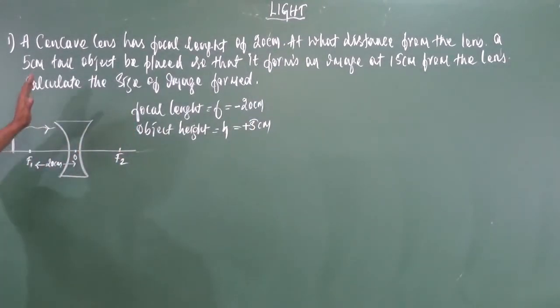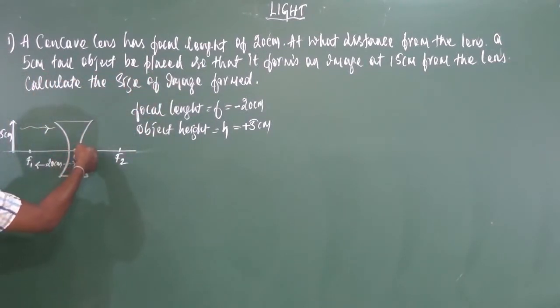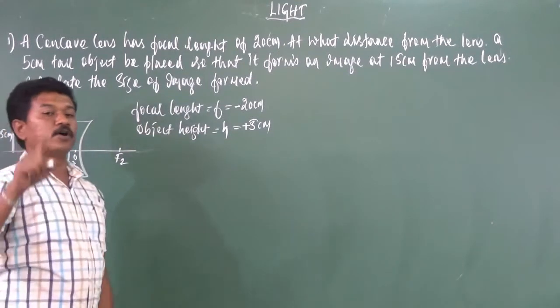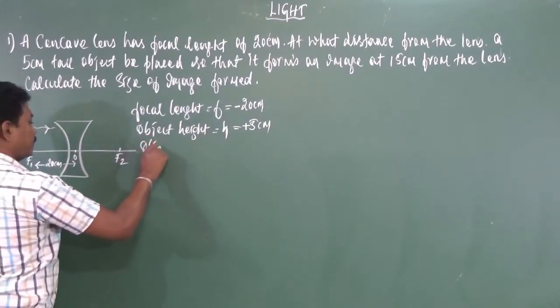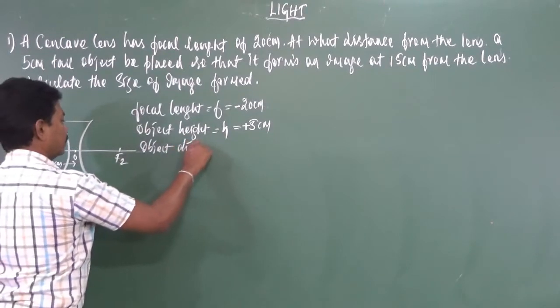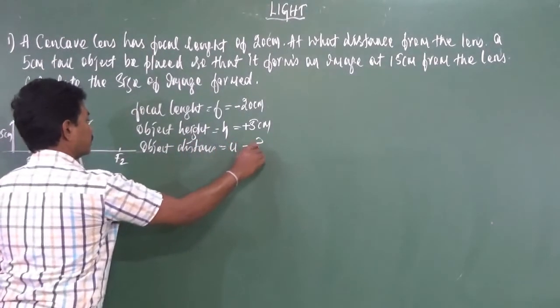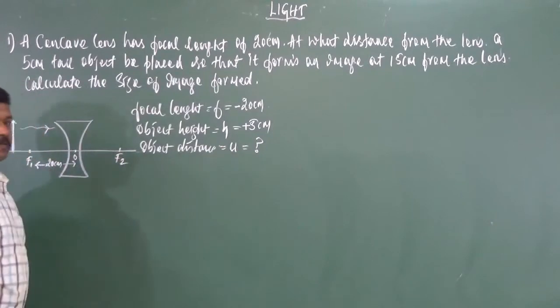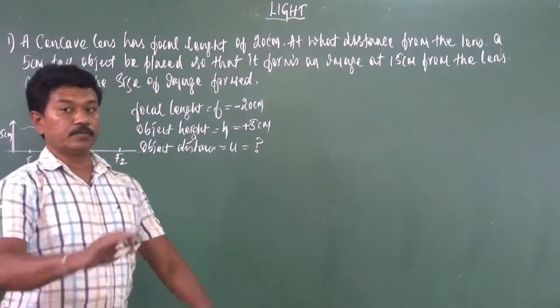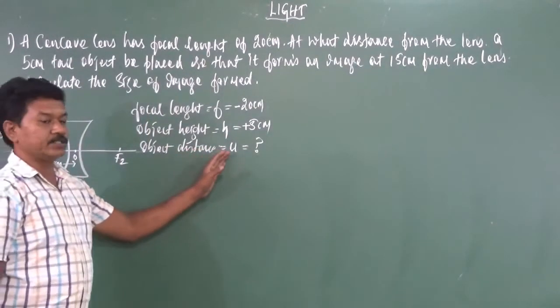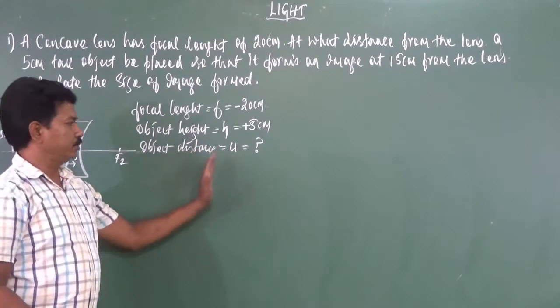Now, at what distance from the lens should the 5 centimeter tall object be placed? We do not know this distance from the optic center of the lens. So he is asking you the object distance, that is u. Object distance is equal to u is equal to question mark. Don't write any negative or plus sign for the unknown variable which you still have to find out. Don't put minus u, don't put plus u, don't put anything. Just u is equal to question mark.